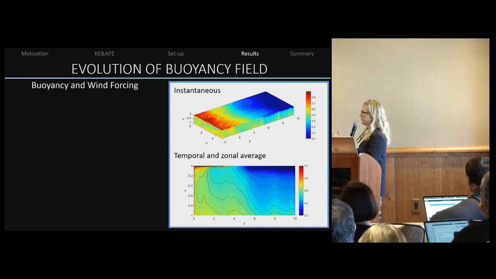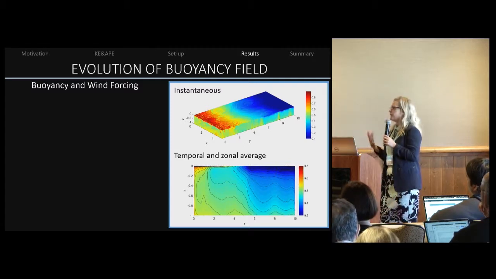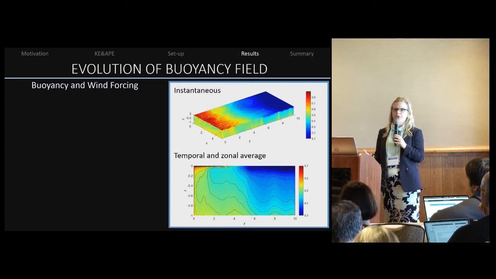One thing that I will note is that you have these sloping isopycnals in the center of the region, around where y equals 5. And that is a very characteristic thing that we observe in the Southern Ocean as well.